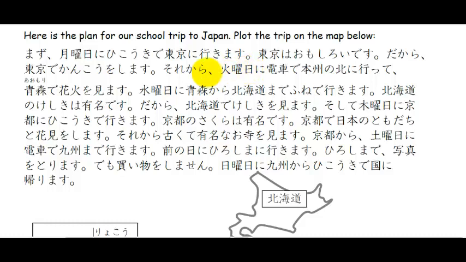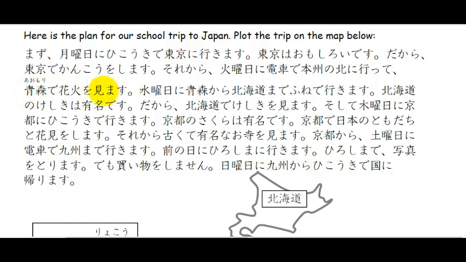So put that first half together and we get sorekara. After that, we will go to the north of Honshu by train on Tuesday. Now we've got to collect the second part of the sentence. Let's go down. Now the topic has not changed, so it's still we.